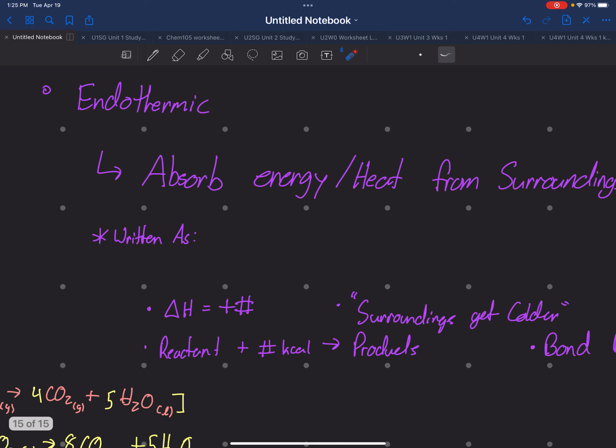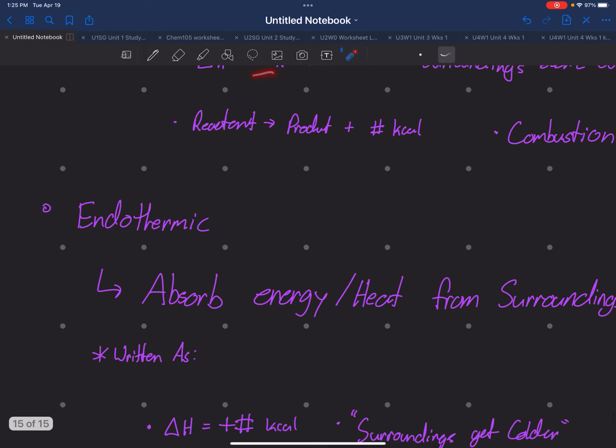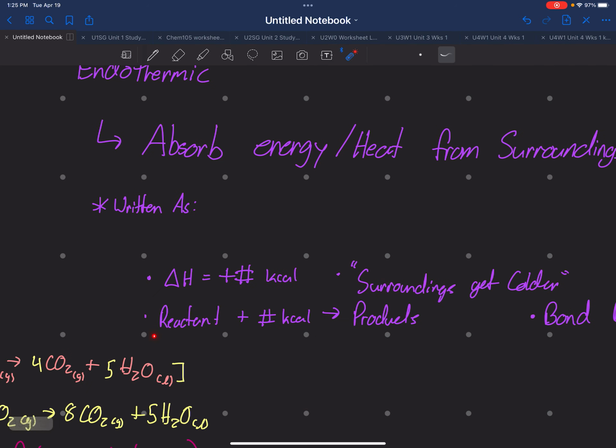So how would it be written? We have this first thing with the delta H or triangle H. It will be a positive number with kilocalories. Okay? Positive number. Exothermic was negative. It could also be written in the reactants and products form, but this time it will be on the reactant side. Because the exothermic was on products.